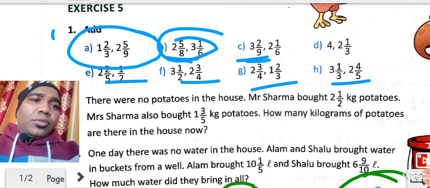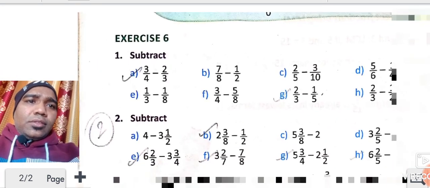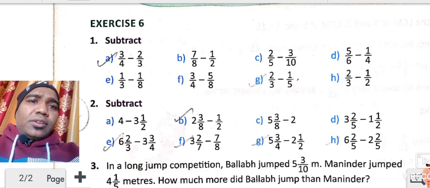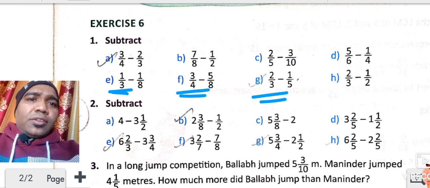Okay, so tomorrow we'll discuss this new exercise, subtraction of fraction. It's also the same, no new thing is there, it's the same thing. Okay, subtraction of fraction. So tomorrow we'll discuss this part.